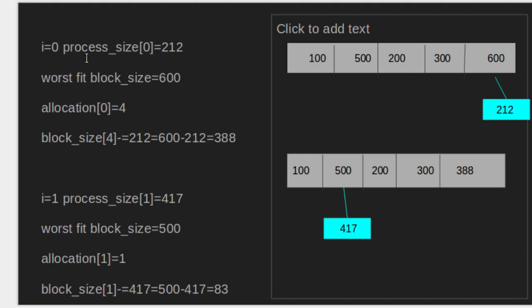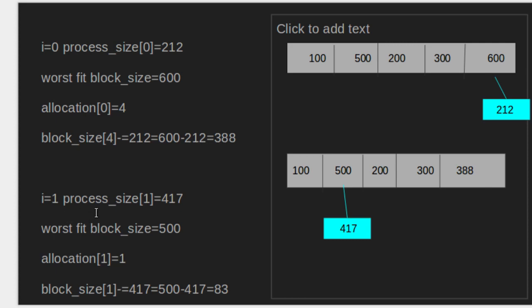When i equals 0, process size[0] equals 212. Blocks with size 500, 300 and 600 can be allocated to this process. The maximum among them is 600. So the worst fit block size equals 600. Allocation[0] equals 4, which is the index of this block, 600. Block size[4] minus equals 212, which is 388. So this block now has size 388.